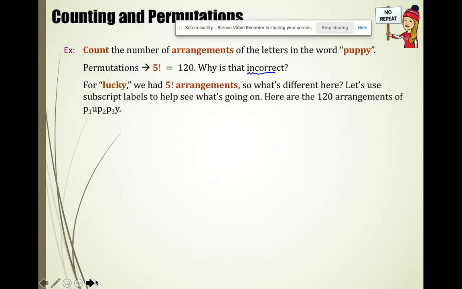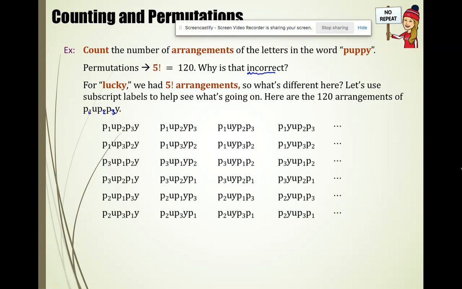For the word lucky, we were lucky that there were no repeated letters, right? So if I write the word puppy, but I indicate my P's, I have 1, 2, and 3 P's. Whoa, I didn't even finish writing my columns. Look at column 1. Column 1 all looks like puppy. It's all puppy, right? It's just that I use the P's in a different order. But if you're just looking at the word without the subscript, you just see puppy. So all 6 of these arrangements look the same.